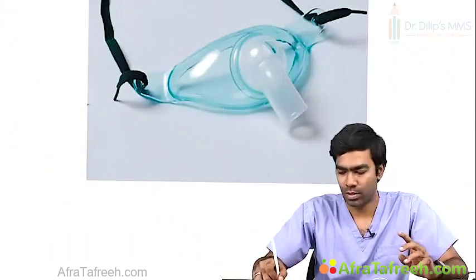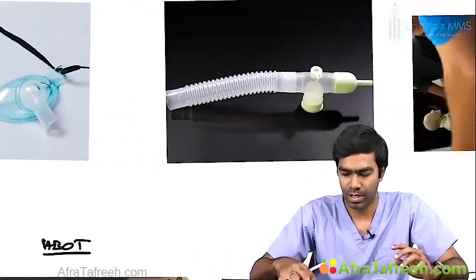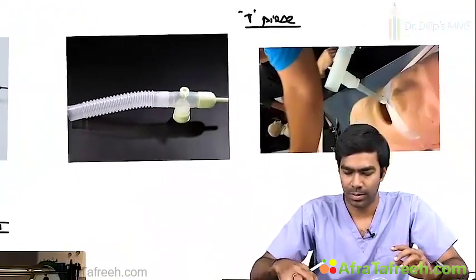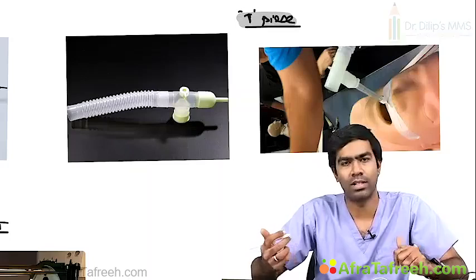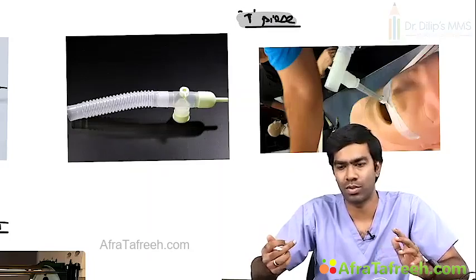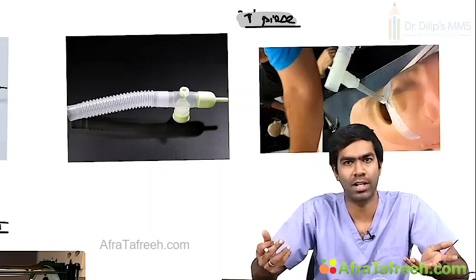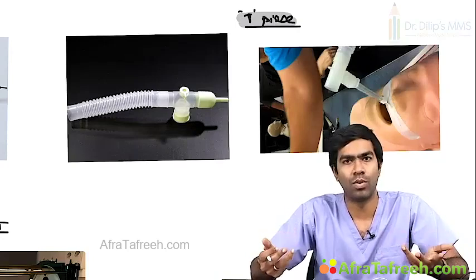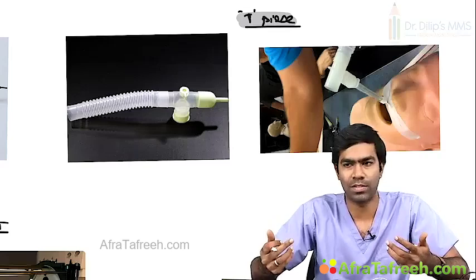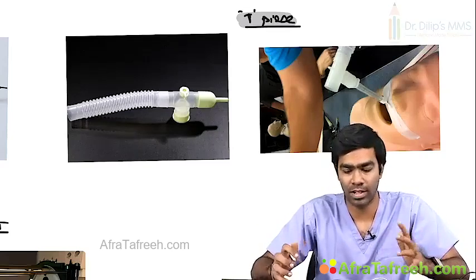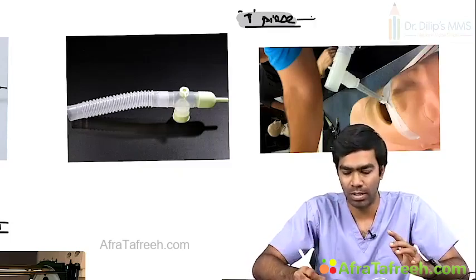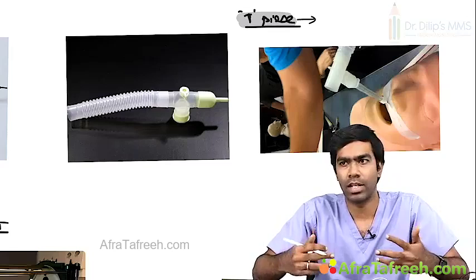Probably an image-based question could be asked, so please note it down. Then you have a T-piece. Remember, this is different from the T-piece resuscitator that you use in pediatric resuscitation. Pediatric resuscitation is usually done with either bag valve mask ventilation or a flow-inflating bag valve mask, or referred to as a T-piece resuscitator. This is something different. Here, the T-piece I'm talking about is for intubation weaning.